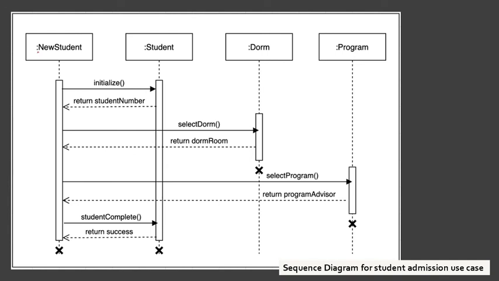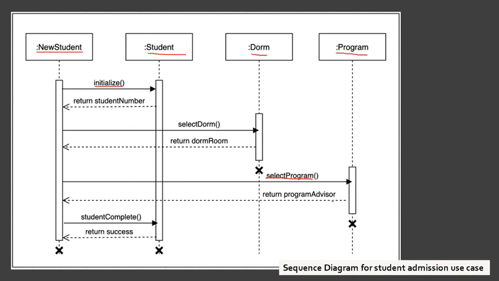I know that I discussed this one already, but let me have a proper flow of discussion. We will start from the new student object. The new student object sent a message, which is the initialize method, directly to the student object. Then the student object returns an asynchronous message, which is the student number. Without the student number, the student will not select a dorm. So the dorm will also return a dorm room. After the dorm object returns a dorm room to the new student, the student now has the capability to select a program, for which the program object will return a program advisor.